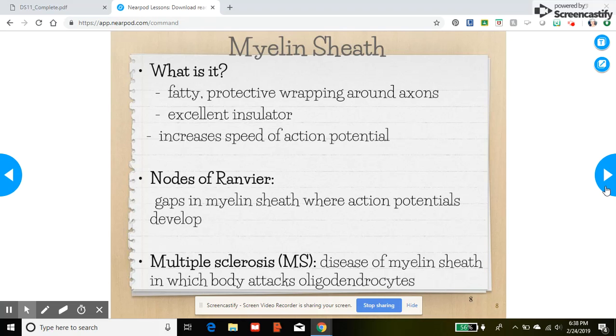And then, like I said, MS is where the myelin sheath is disintegrating, and it ends up attacking a very specific type of glial cell called an oligodendrocyte. We'll talk about those here in just a second.